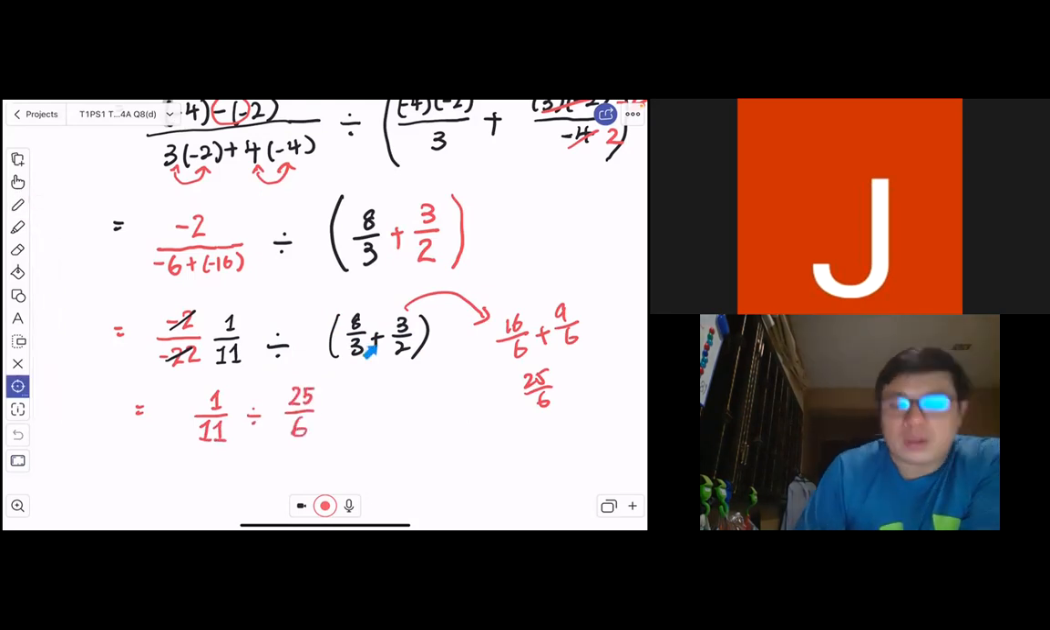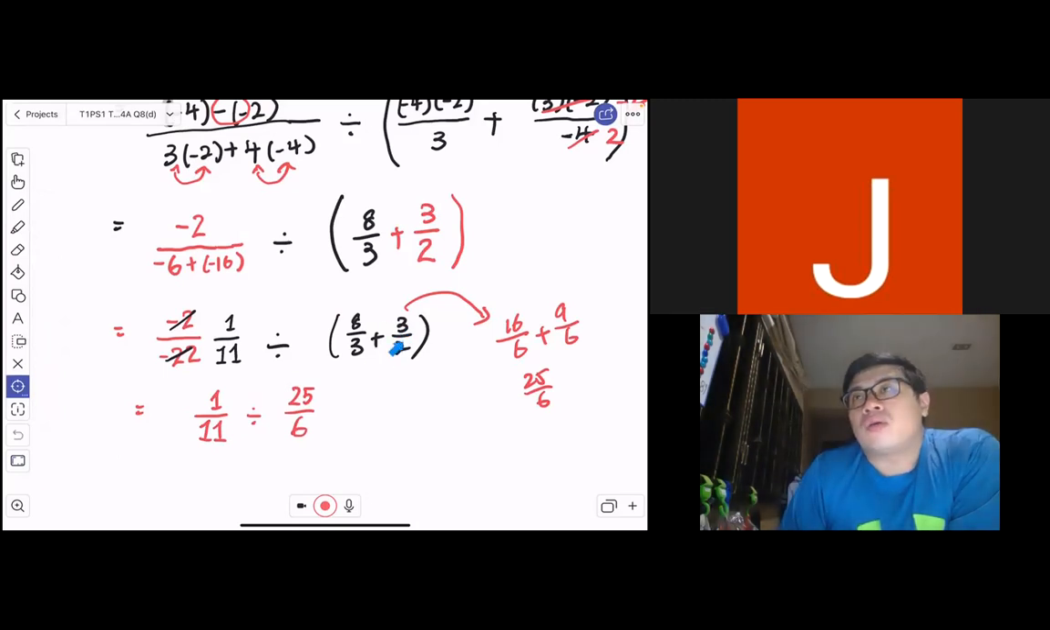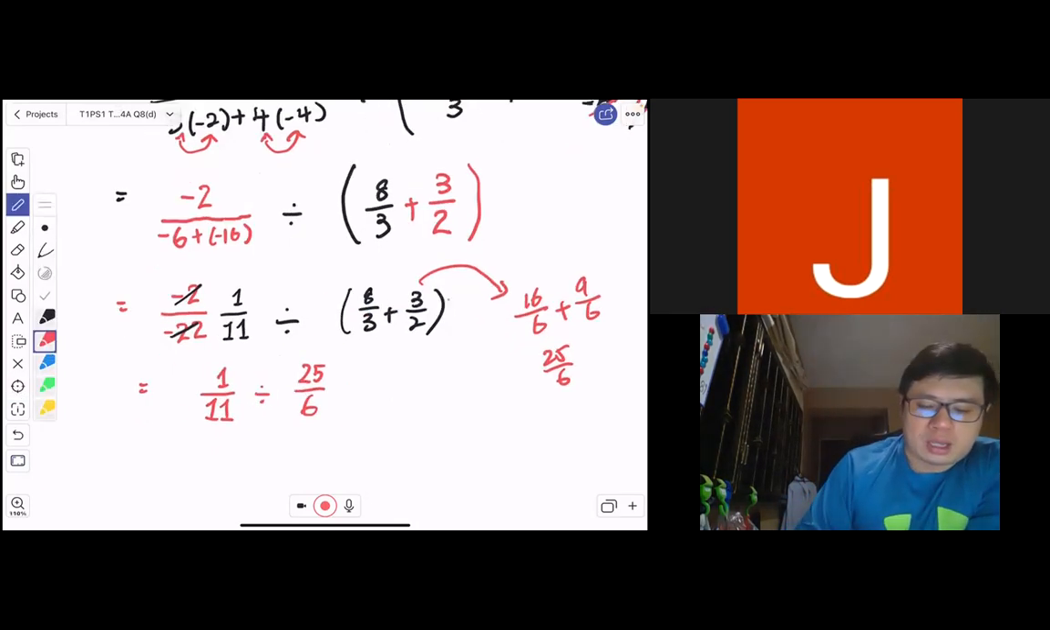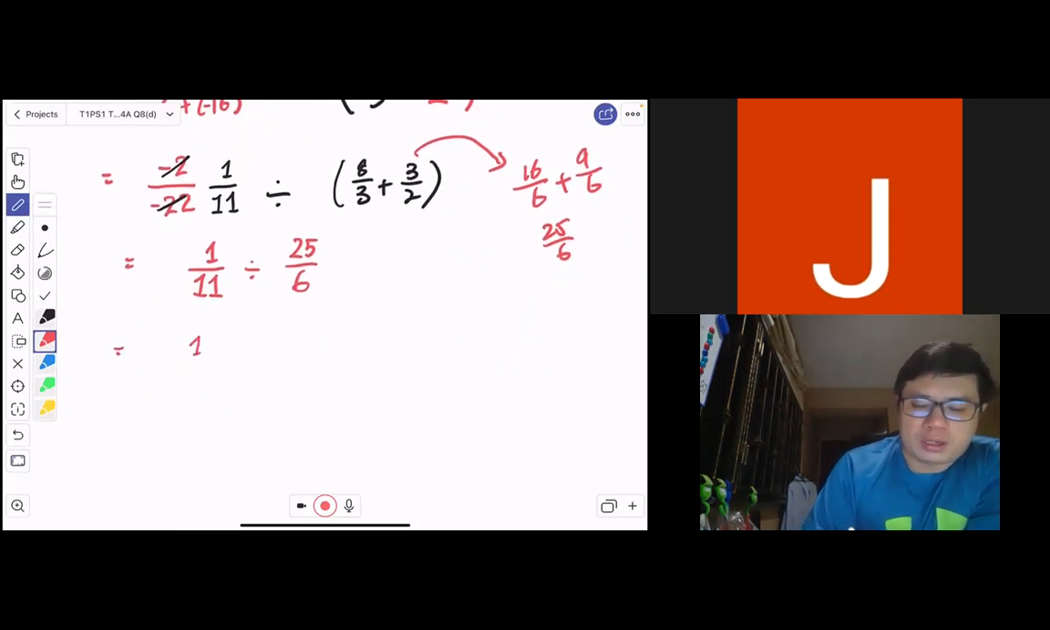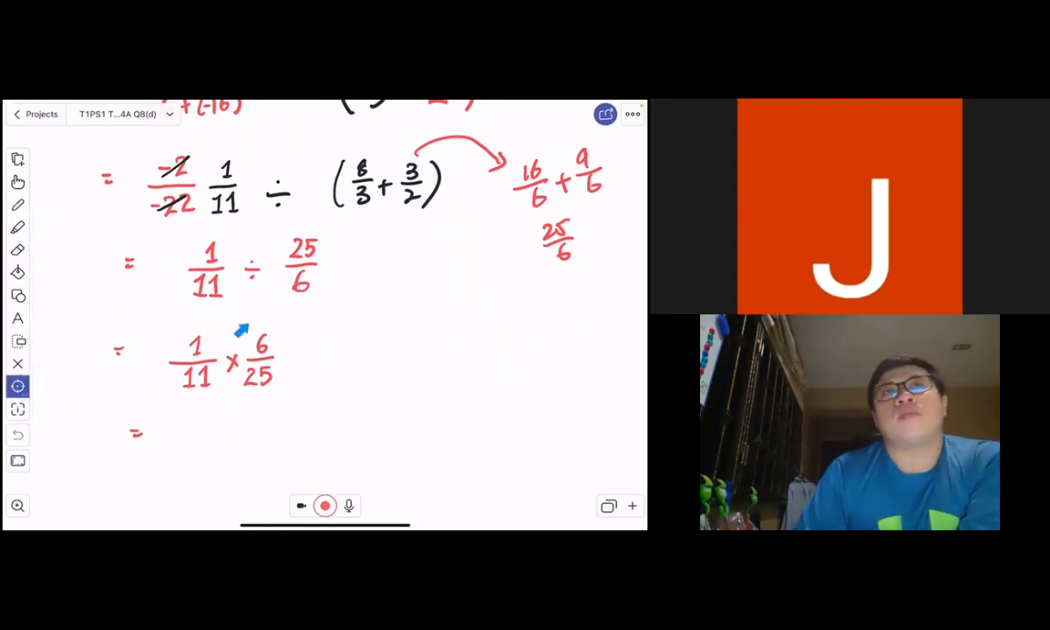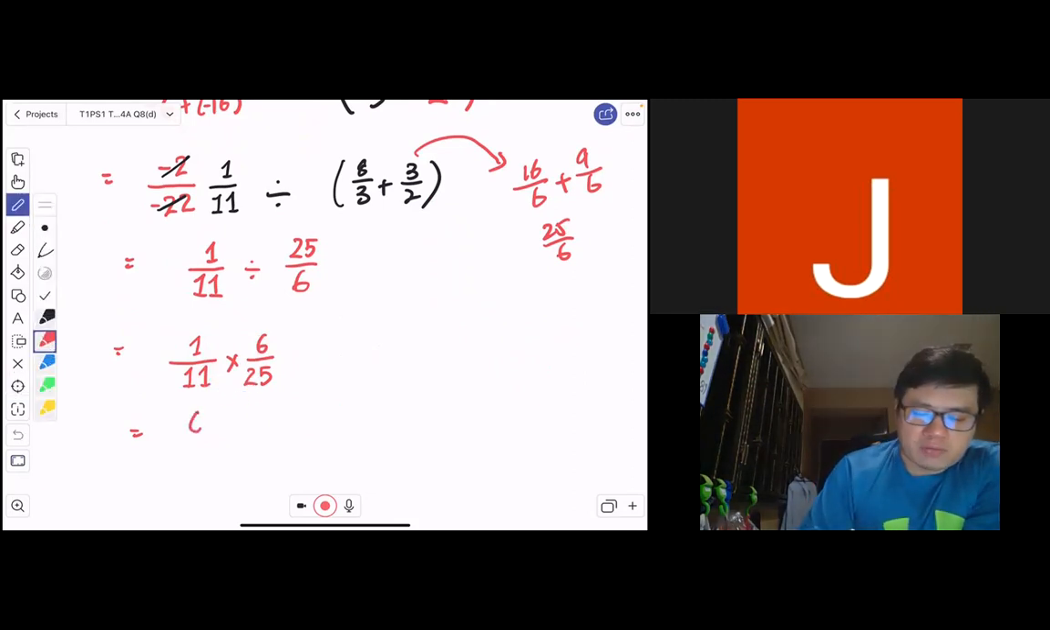If you have trouble evaluating this, you can use a calculator as well. But this is primary school stuff, you should be able to handle it. So 1 over 11 divided by 25 over 6 is the same as 1 over 11 multiplied by 6 over 25. I can easily flip the fraction. When we multiply fractions, it's just the top multiplied with the top, bottom multiplied with bottom. That gives us the value 6 over 275.